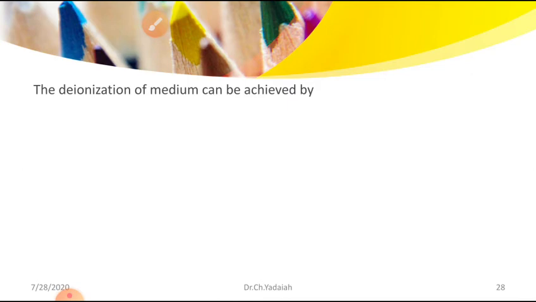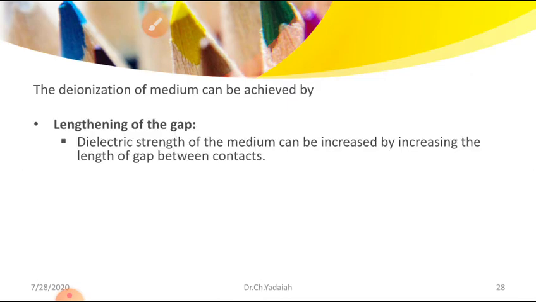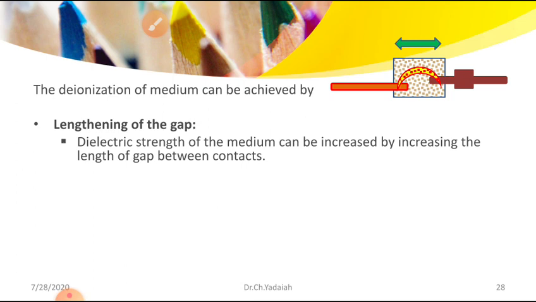Let us see. Deionization of the medium can be achieved by lengthening of the gap. The dielectric strength of the medium can be increased by increasing the length of the gap between the contacts. Already we have seen this. By lengthening, what is happening? Increasing the length of the gap between the contacts also increases the dielectric strength. If the length increases, the dielectric strength also increases.